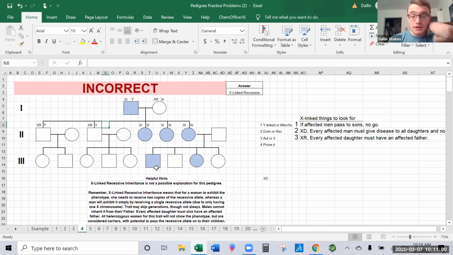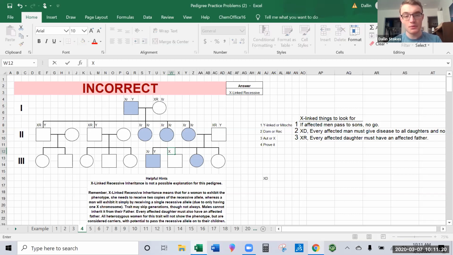Let's go to generation 3. This man has to be an X big R Y in order not to show the disease. For this son, he gets an X little r from mom, a Y from dad, and shows the disease. We're good so far. X big R, wait a minute. Shoot. Where's that big R coming from? The only one with a big R is dad. See how that caught us?